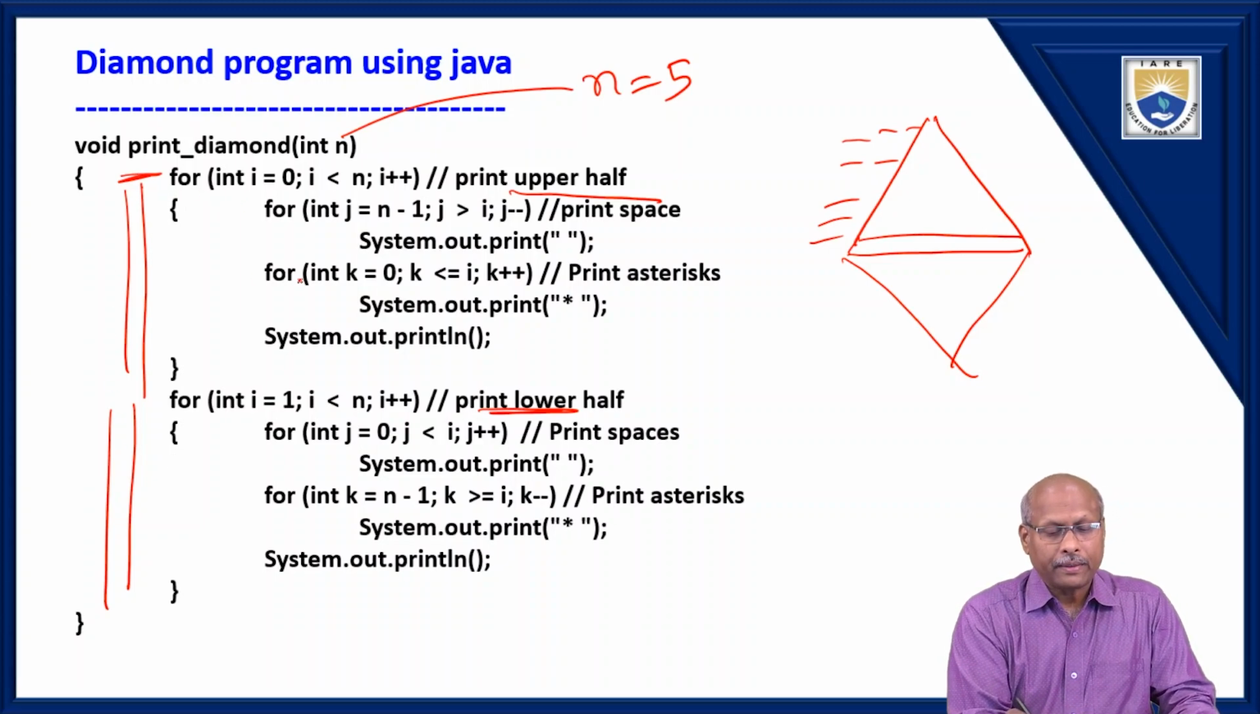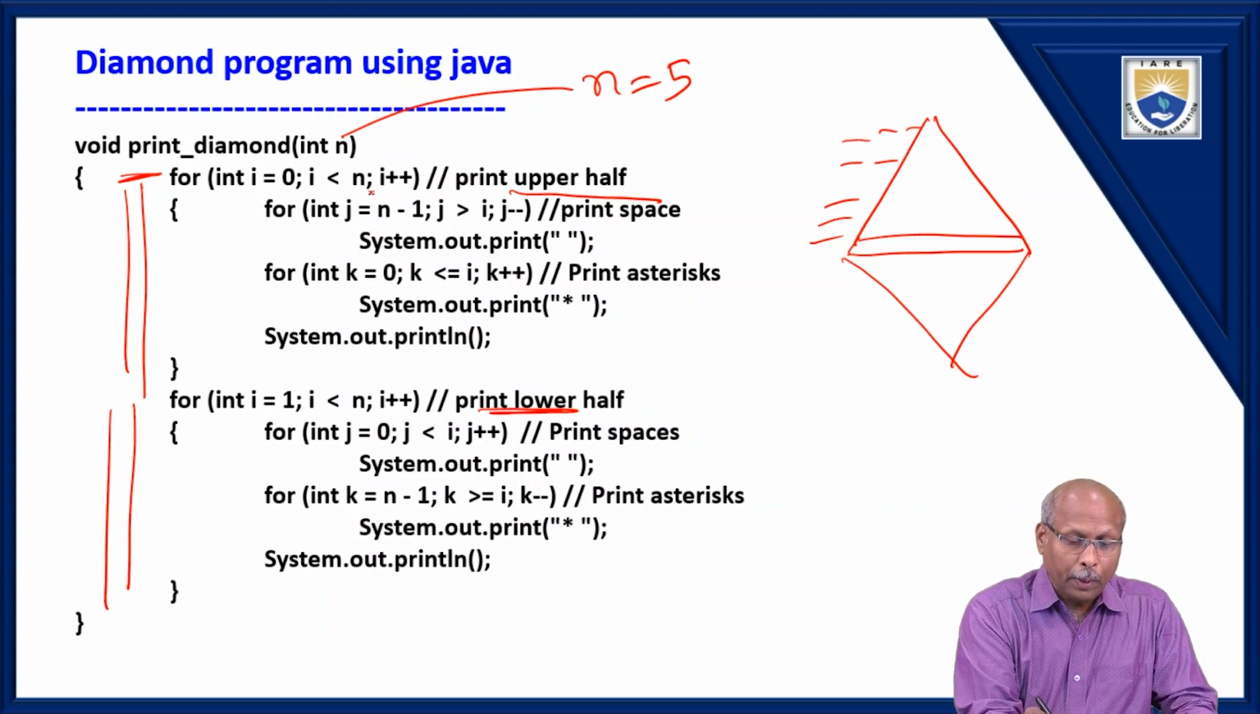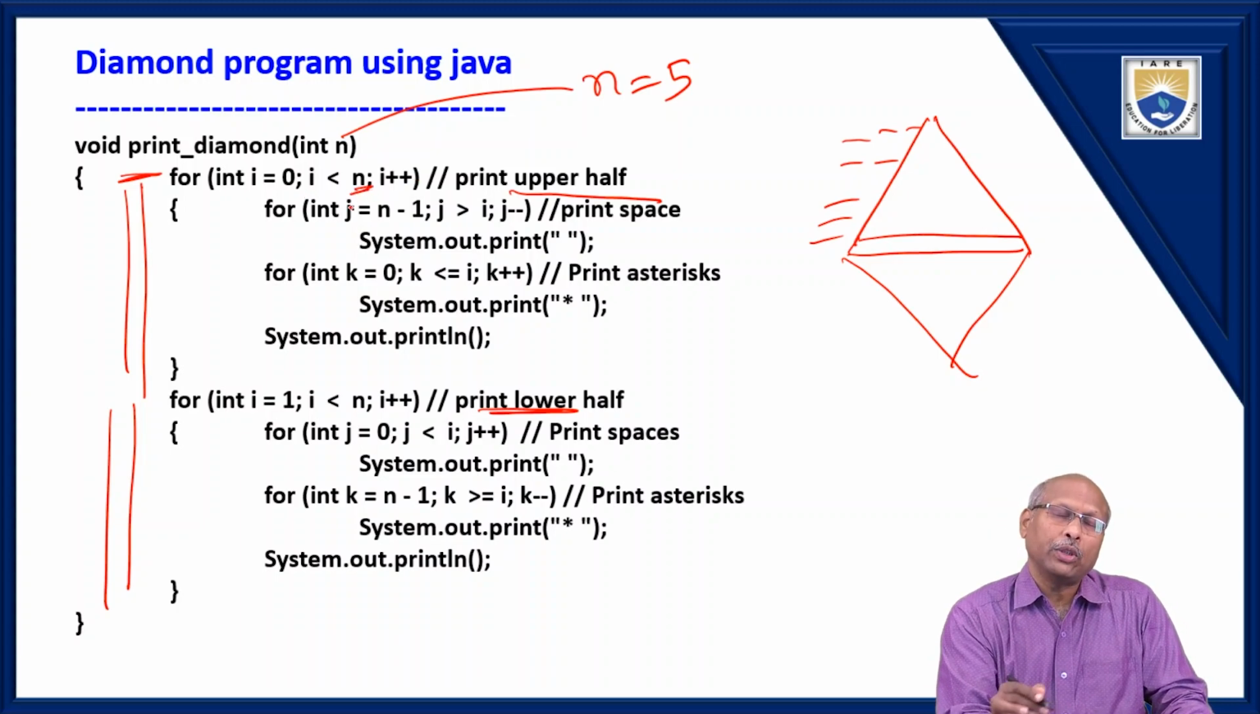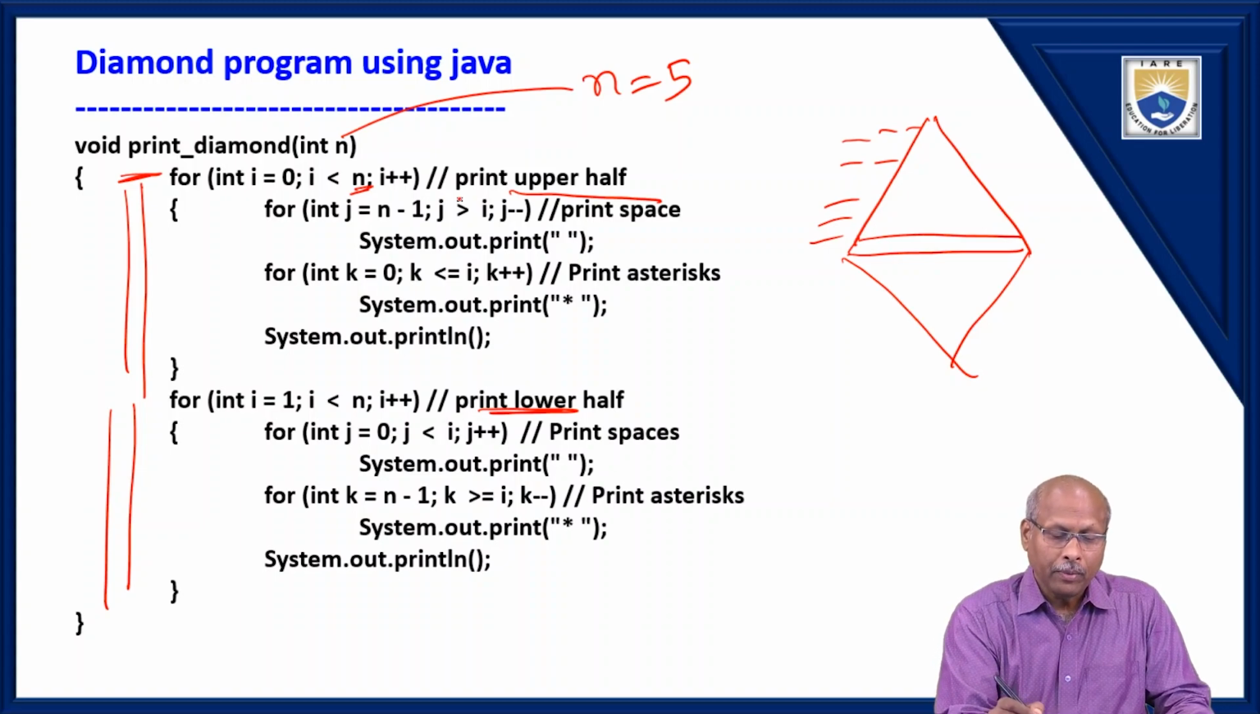Now for the upper half first. How many times does this loop repeat? n times: i equals 0 to less than n. That means 0, 1, 2, 3, 4. So it repeats 5 times.